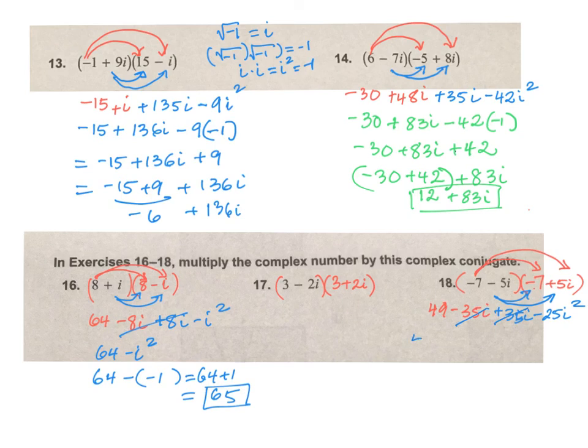So now we have 49 minus 25 times i squared, and i squared is negative 1. So our final answer is 49 plus 25, which is 74, and that is also a real number. So when we multiply a complex number by its conjugate, the outcome is a real number.